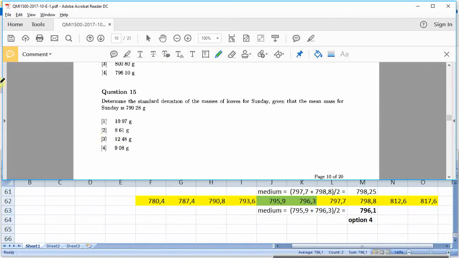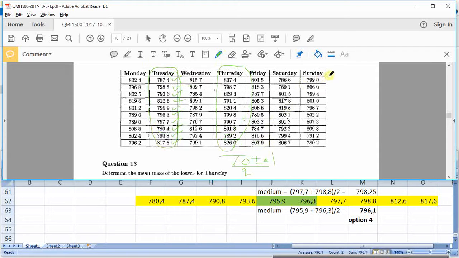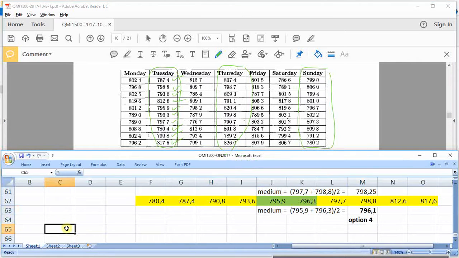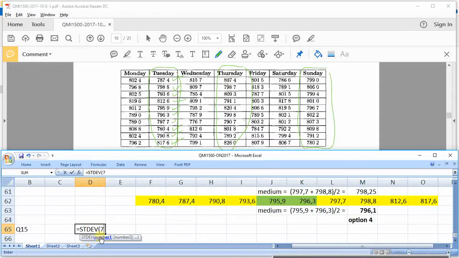15. Determine the standard deviation. Okay, this is going to be using the calculator. Given the mean mass of that. This is for Sunday, hey? Okay, so Sunday is that. You use your calculator because you're going to have to do this on the calculator. I'm going to use Excel. Question 15. Equals STDEV, standard deviation of numbers. Okay, so let's put in the numbers. This is Sunday, hey? Yes. Okay, so 799.